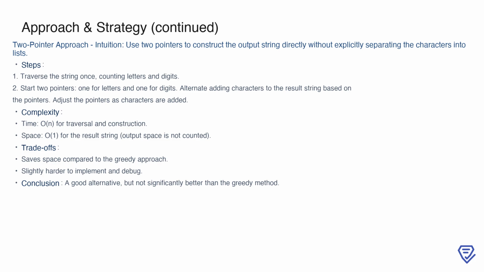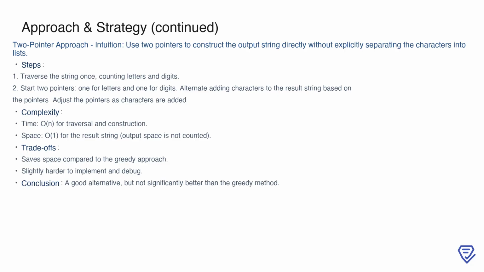Instead, we traverse the string once to count the number of letters and digits. Then, using two pointers, one for letters and one for digits, we alternate between the two types of characters as we construct the result string. After adding a character, the corresponding pointer is adjusted.